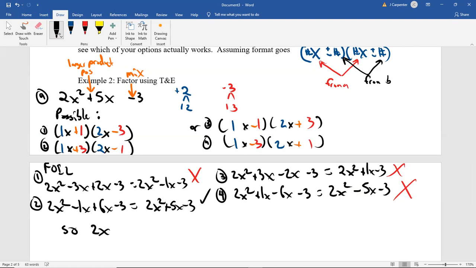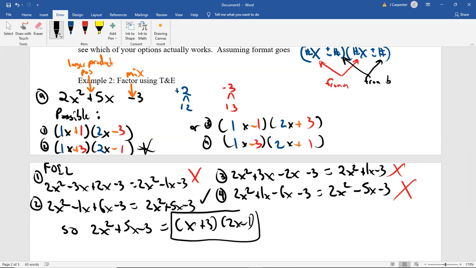So that says 2x squared plus 5x minus 3 has a factored form of x plus 3 times 2x minus 1. We don't need to write the 1 in front. In fact, in a final answer, you shouldn't write the 1. I just had that there for illustrative purposes.